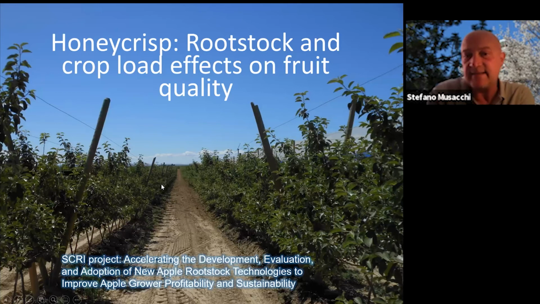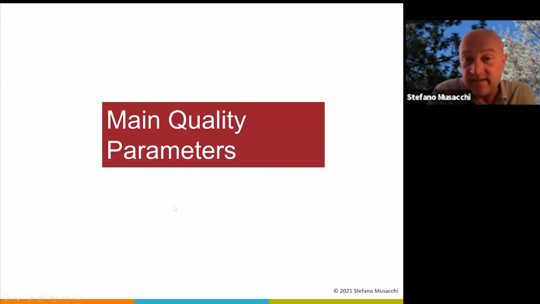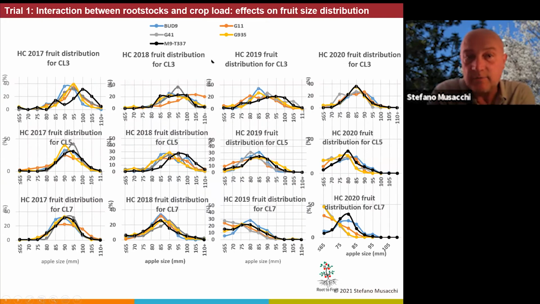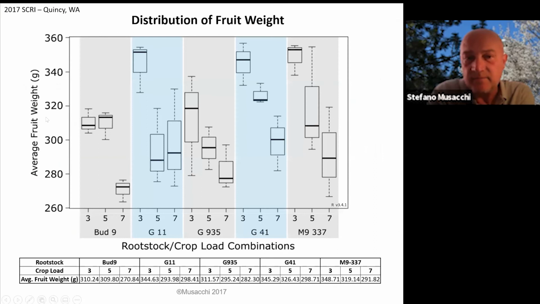So the other thing that we did as part of Root to Fruit was a kind of analysis of crop load on fruit size distribution on different rootstocks. Of course, you see that this is just a general picture of different years of the project and how the rootstocks behave. So more in detail, what you can see here is that not all the rootstocks behave the same.